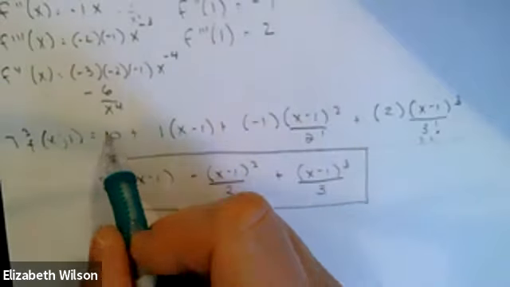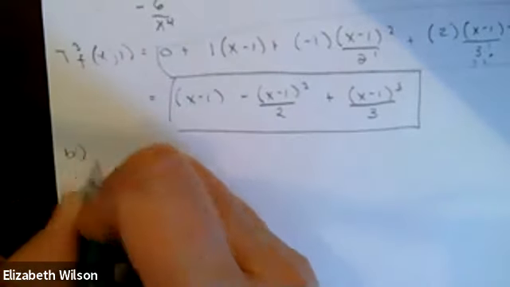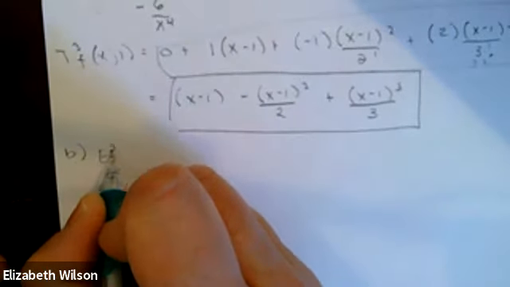Okay, so this is correct. This is also correct. This is just a simplified version of that one. That gives us our answer for part A. This is part A of the question. Okay, so part B of the question says let's come up with the error.